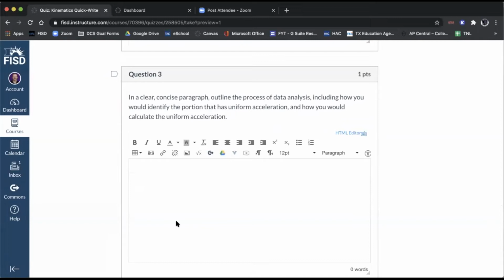Now that you've collected this data, what are you going to do with it? What does it mean to you? Including how you would identify the portion that has uniform acceleration and how you would calculate the uniform acceleration. Here, the desired answer went something close to this.